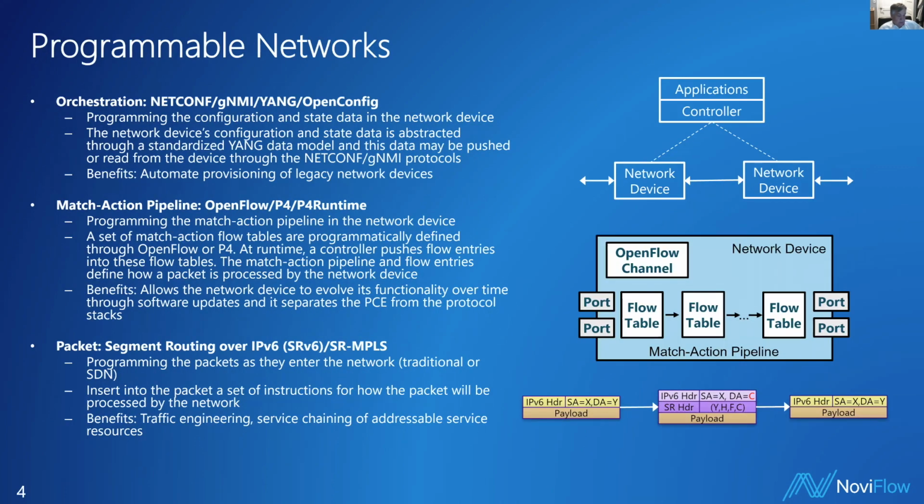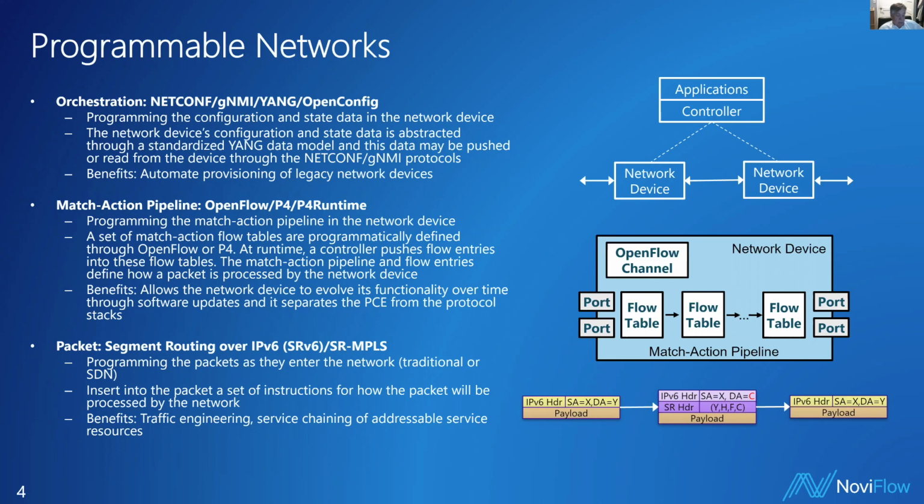On this slide, we see 3 distinct ways that you may program the behavior of a network. These 3 ways are not mutually exclusive and are often used in conjunction. The first way is to program a network at the orchestration level. At this level, you program the configuration and state data of the network devices. The network devices' configuration and state data is abstracted through some standard YANG data model, and then this data may be pushed or read from the device through a NETCONF or gNMI protocol from a controller.